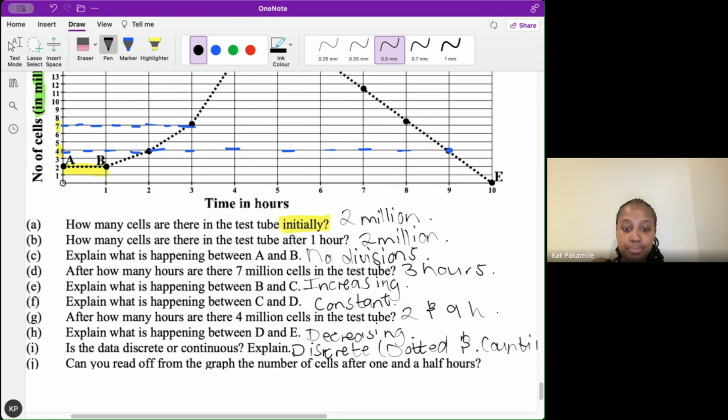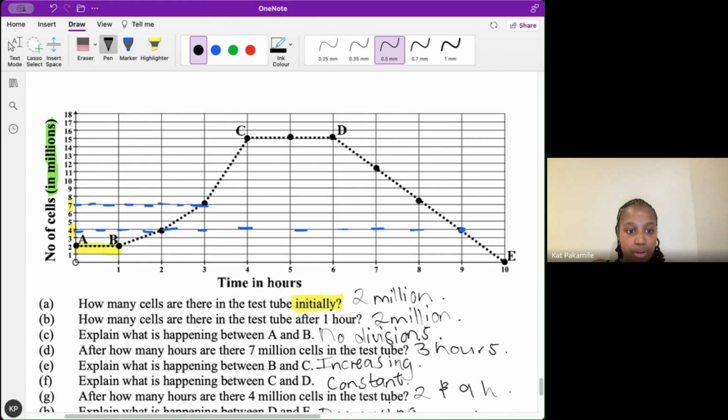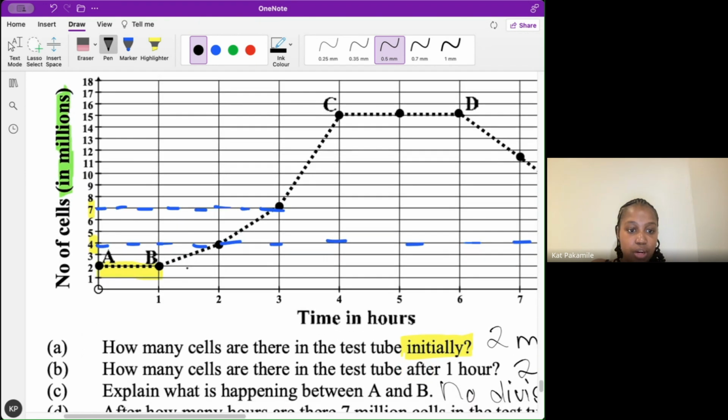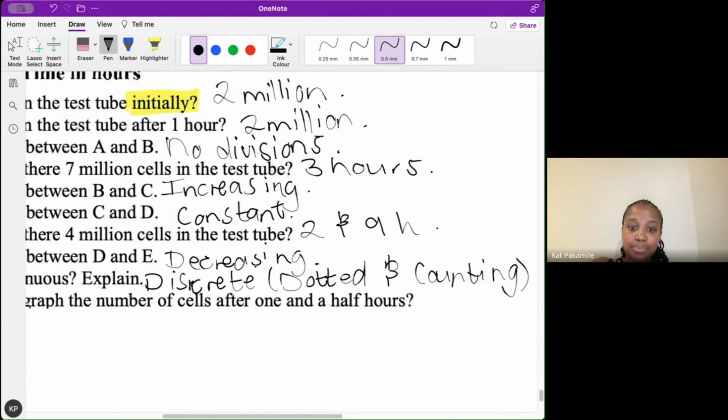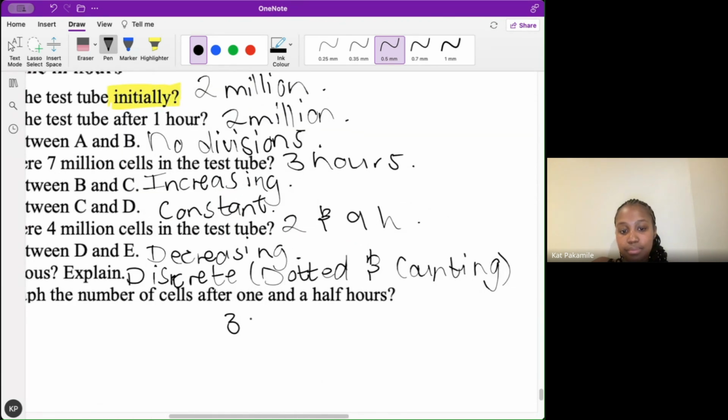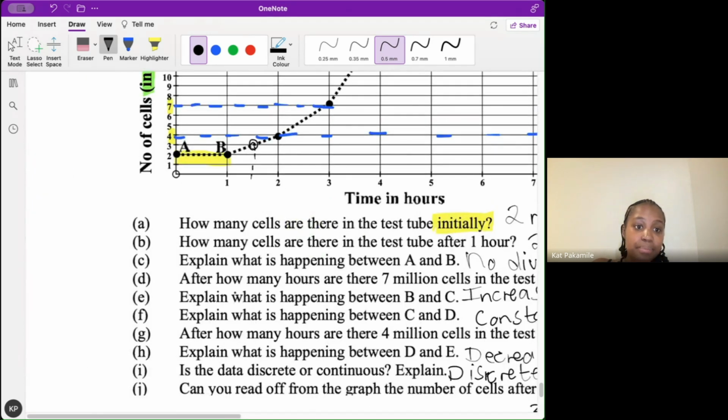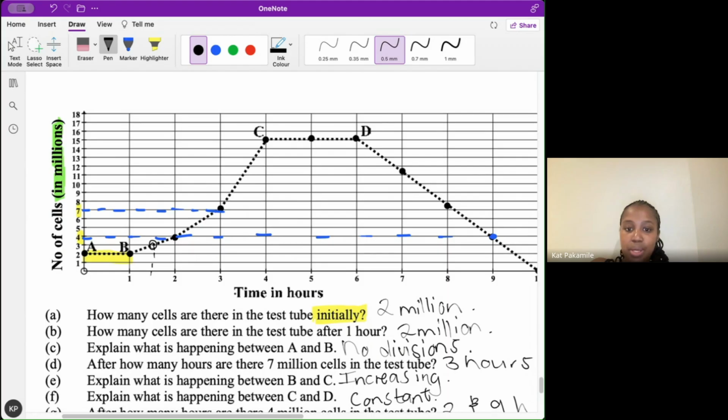Great, and then after 1.5 hours, can we read off? That will be very difficult. It's over there though. There. After 1.5 hours, that will be about there. How many cells do I have there? 3 million. 3 million, not just 3. Okay, guys, I think we can call it a day.